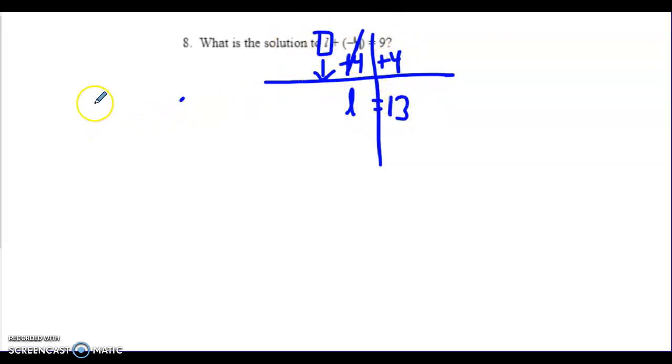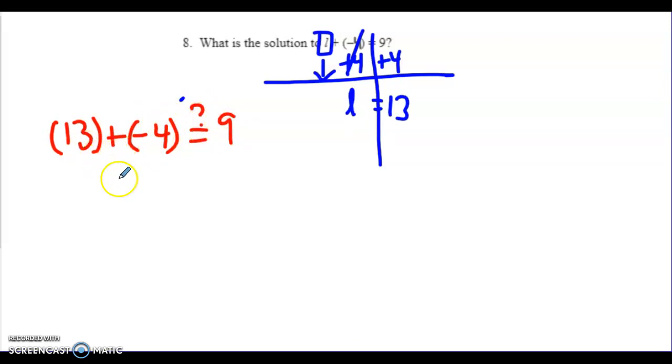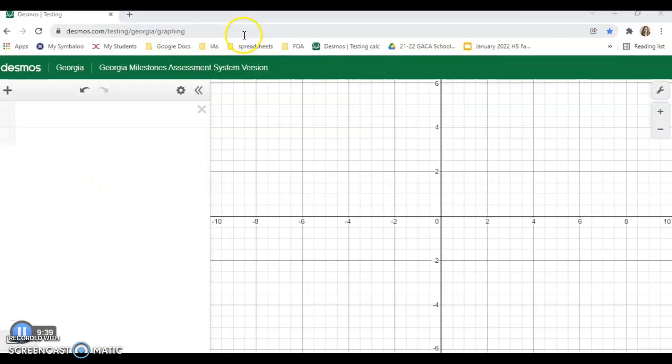Now I know I sound like a broken record, but here we go. We have to plug it in and check it. So I'm plugging in a 13 where I see L, and I want to type it in exactly how it looks to see if it equals 9. So the parentheses are going to be involved, and I'll go ahead and show you how to type it in the calculator. So I went over here and I pulled up our Desmos calculator.